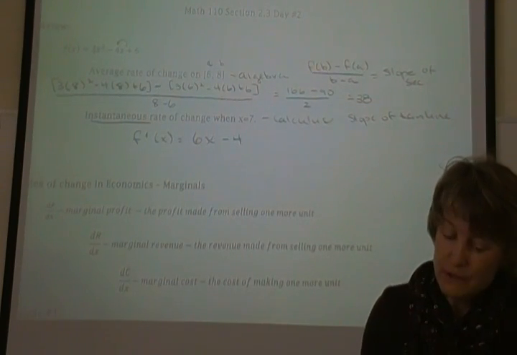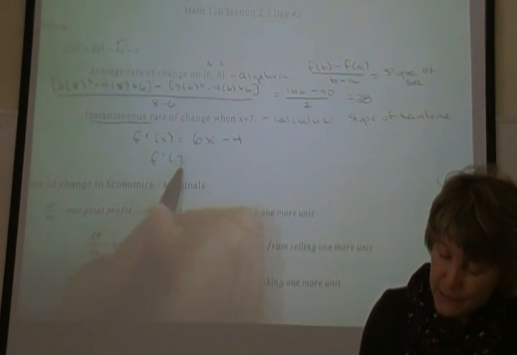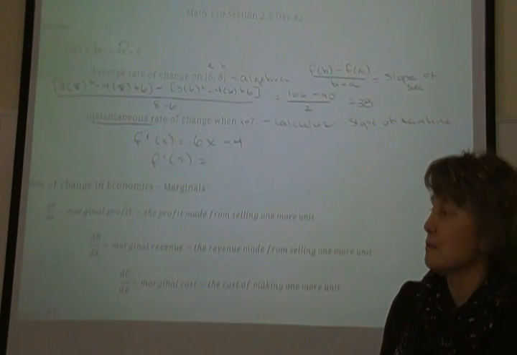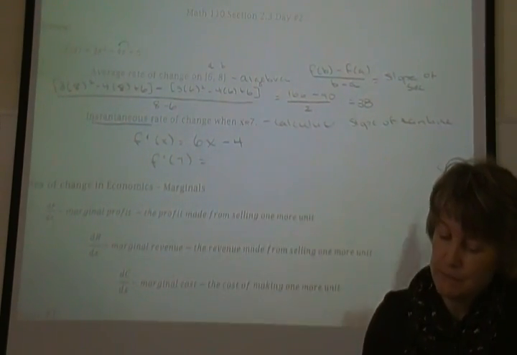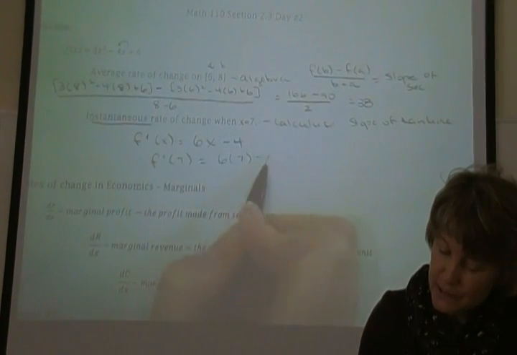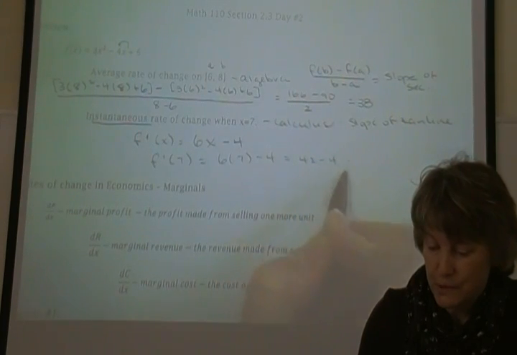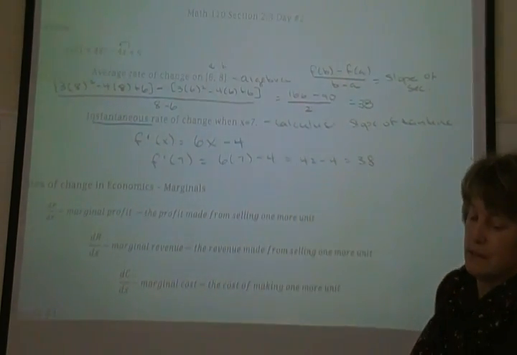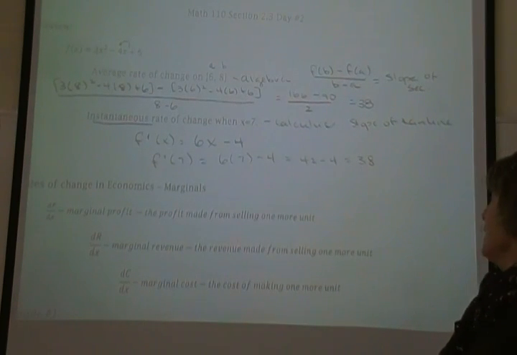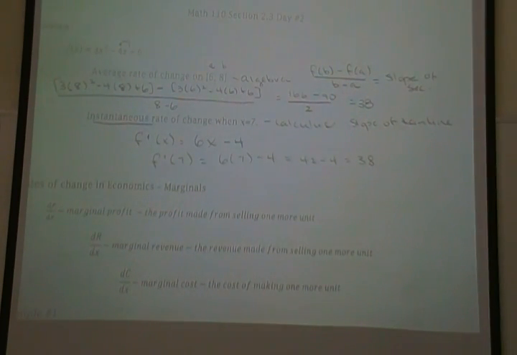So once I have the derivative, all I've got to do is evaluate it at the number 7 to get the slope of the tangent line when x is 7. 6 times 7 minus 4. So I end up with 42 minus 4, which is also 38. And so it turns out in this case, the average rate of change and the instantaneous rate of change was the same, but that is usually not the case. So that's a quick review of what we did on Wednesday and what you needed to know.